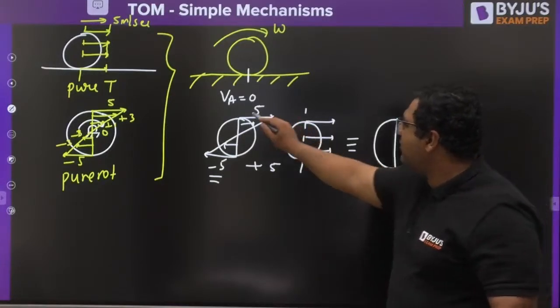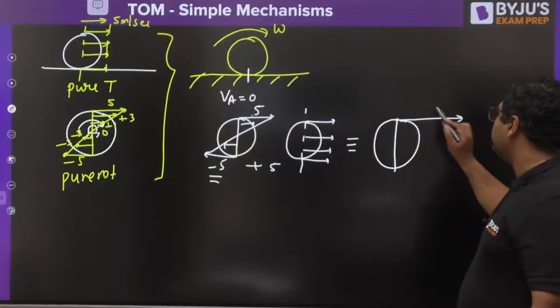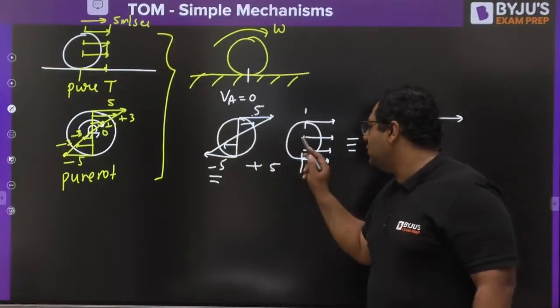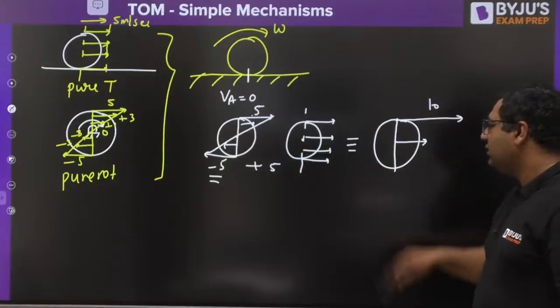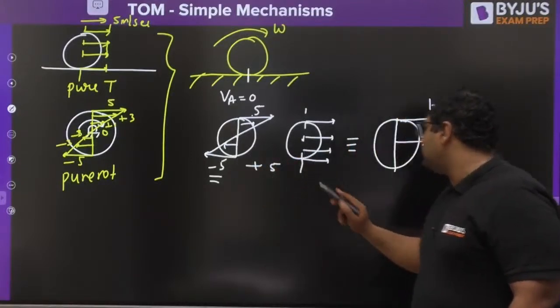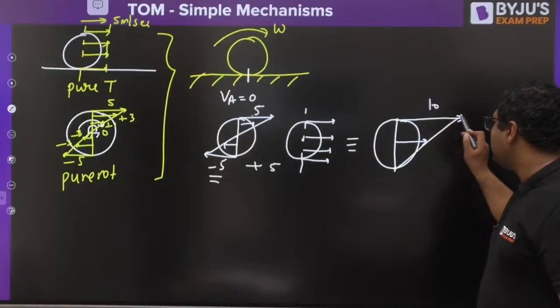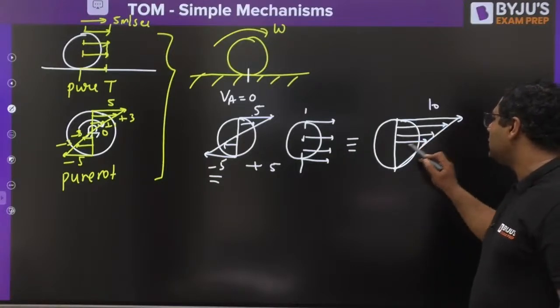You know, this is 5, this is 5, this will become 10. At the center, this is 0, this is 5, this will become 5. At this point, it is minus 5, it is plus 5, this will be 0. So this is the velocity profile for pure rolling motion.